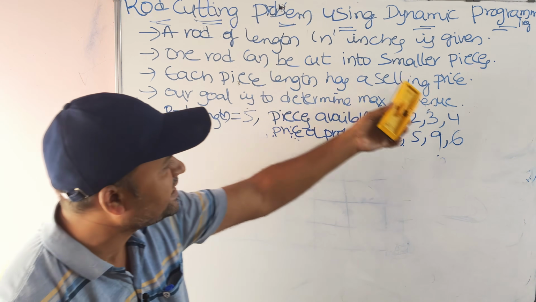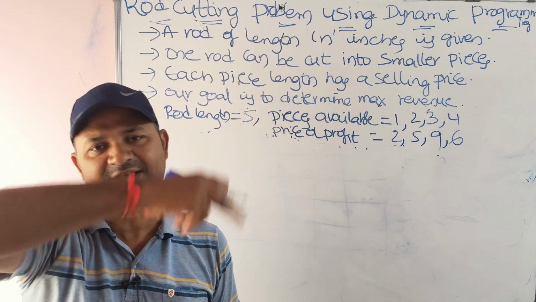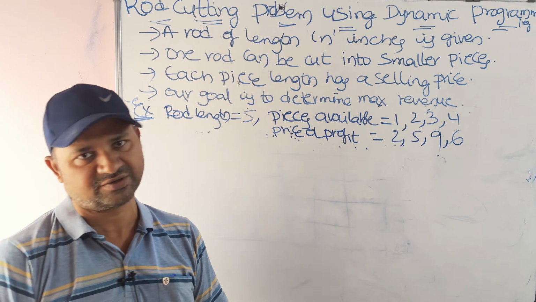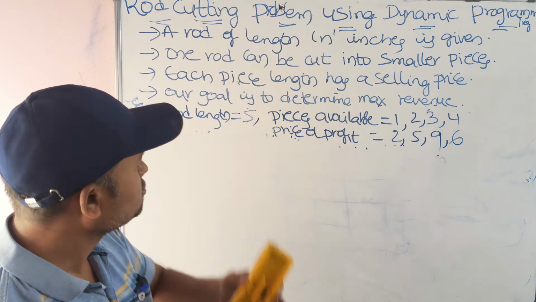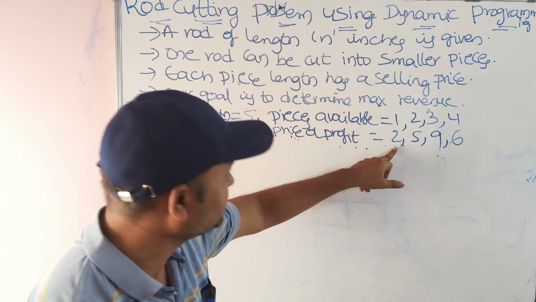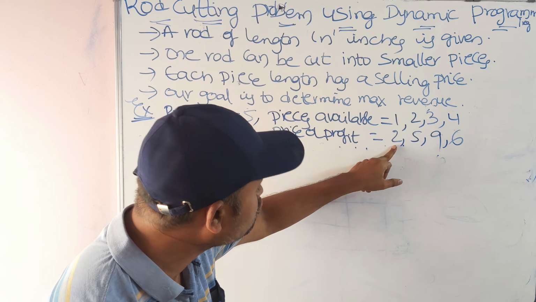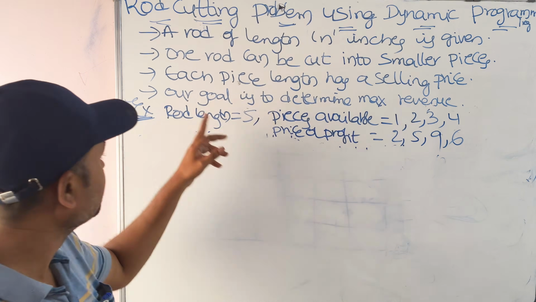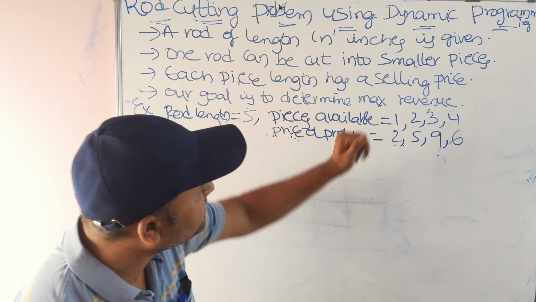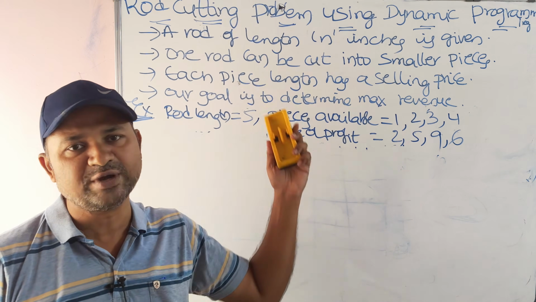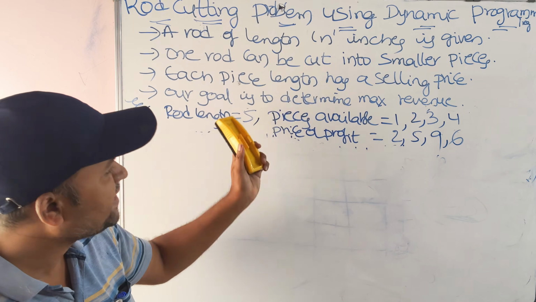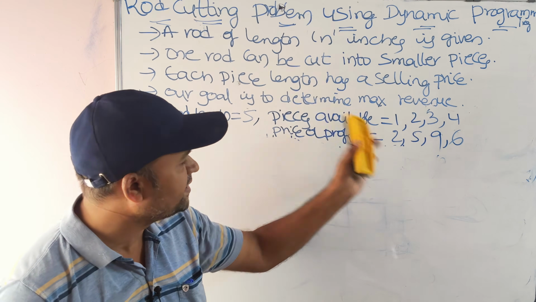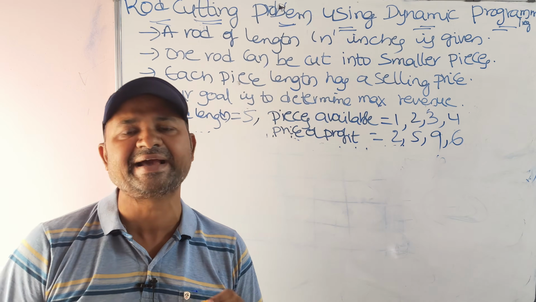Each piece length has a selling price. After cutting the rod into pieces, the corresponding pieces will be sold to the customers. So every piece will have a selling price. The 1-inch length selling price is 2. The 2-inch length selling price is 5. Likewise 9, 6. Here our goal is to determine the maximum revenue by cutting the rod into smaller pieces. So our major aim is to determine the maximum revenue.